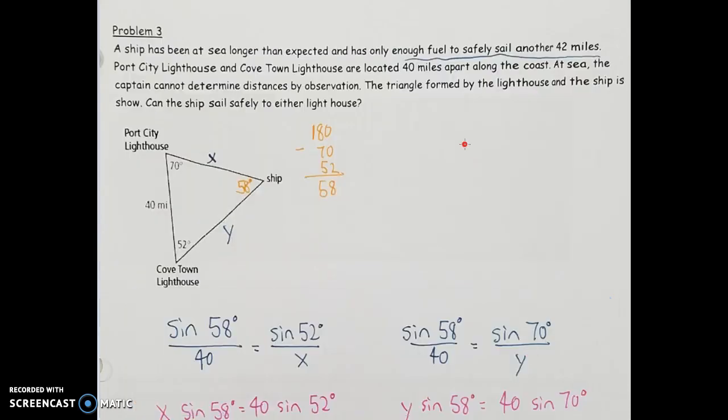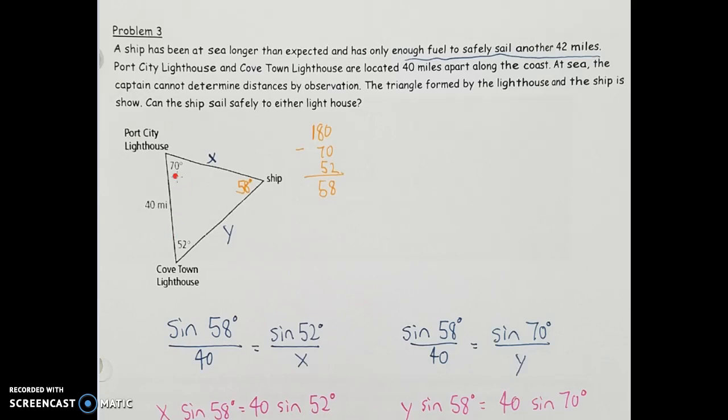So one question on the back, which is a word problem. We have to figure out a ship's been at sea longer than expected and it has only enough fuel to sail safely for another 42 miles. We're going to keep track of that because that'll be important. Port City Lighthouse and Covetown Lighthouse are located 40 miles apart along the coast, so that's drawn in the diagram here as that 40-mile distance.